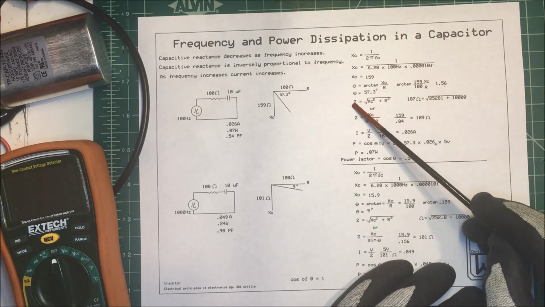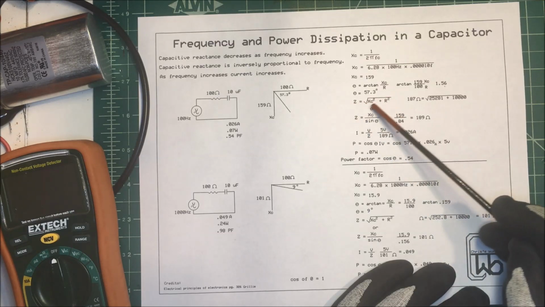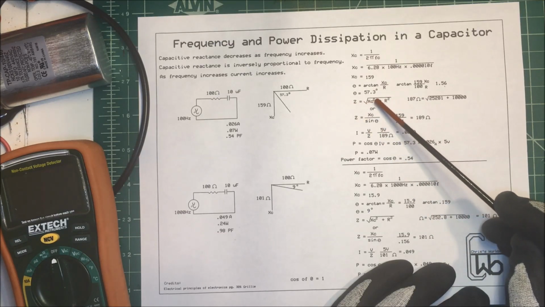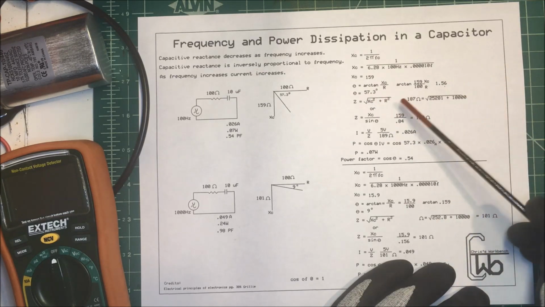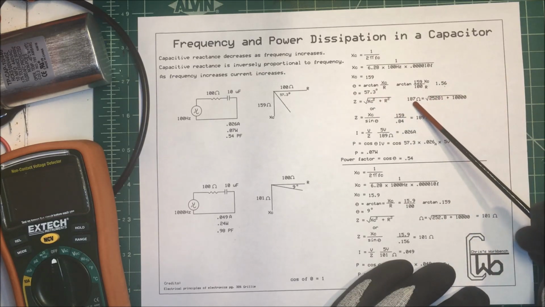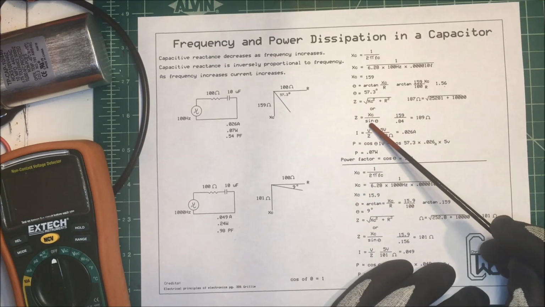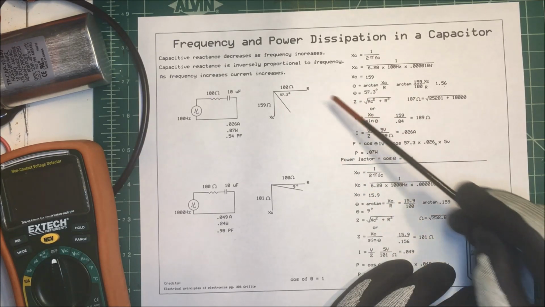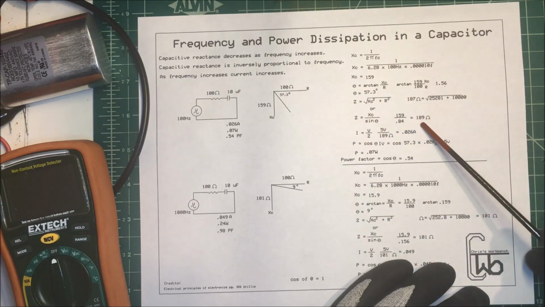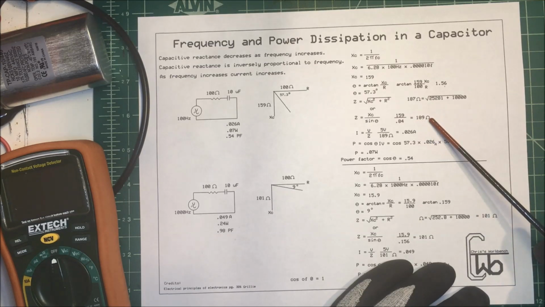Now to find our impedance, we can just use Pythagorean's theorem. We take the capacitive reactance squared plus the resistance squared, and you take the square root of that, and that comes out to 187 ohms. Or we can just take the sine of this angle and divide that into our capacitive reactance, and when I did it here, it came out to 189 ohms, fairly close.